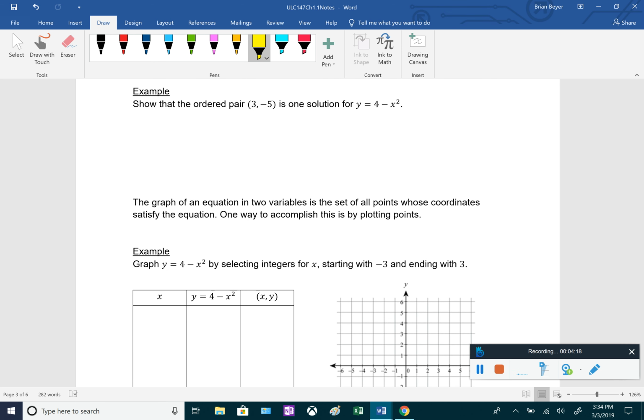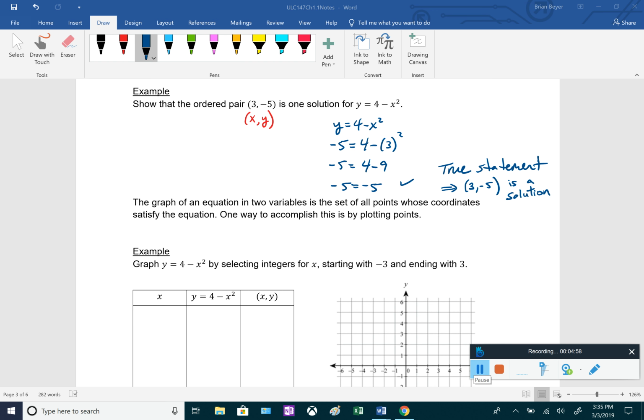For example, let's show that the ordered pair 3, comma negative 5 is one solution for the equation y equals 4 minus x squared. So 3, comma negative 5, this is x comma y. We're going to plug a 3 into x, negative 5 into y. So y equals 4 minus x squared. Plugging in negative 5 for y, that's negative 5 equals 4 minus plugging in a 3 into x. So we get negative 5 equals 4 minus 9. So negative 5 equals negative 5. That's true, so that is a solution.